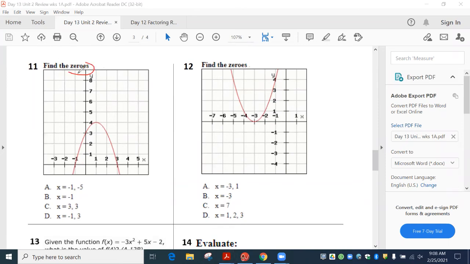All right. Zeros are one of the easiest questions we got. Zeros are just where it crosses the x-axis. So this red line crosses the x-axis twice. It crosses at -1 and 3. Look at your answers. Yep, D. Love zeros. Easiest questions on the STAR test. Number 12. It only touches one time. So what's the only zero? -3. We got an answer. It just has -3? B.